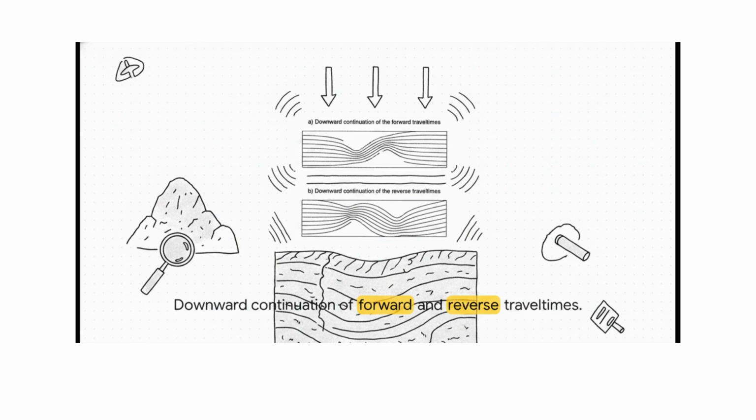Check out these wavefronts. You can clearly see the downward continuation of both the forward and reverse travel times straight through the model. We're not just shifting traces up and down by a few milliseconds like we do in conventional statics. No, we are literally mathematically repropagating the entire wavefront through the complex velocity structure, and we're accounting for every single diffraction and velocity pull-up along the way.